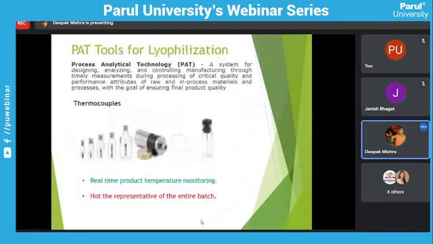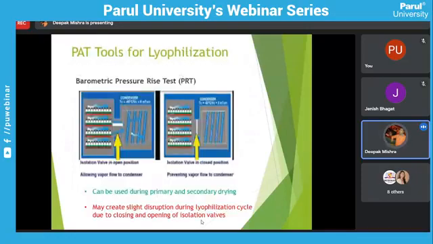The next PAT tool is the PRT test, the barometric pressure rise test. You can see there are two chambers. I think you are aware of this concept of lyophilization. There are two chambers in the lyophilizer: the first one is the condenser part, and the second one is the shelf part. On the left-hand side, they are divided into two parts. At this time the isolation valve is in the open position, and vapor always flows into the condenser, and the condenser mimics the process.